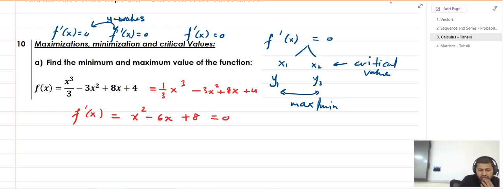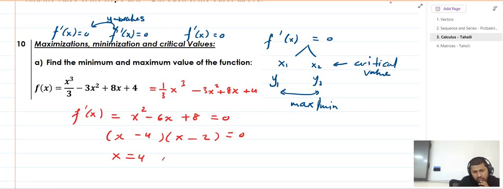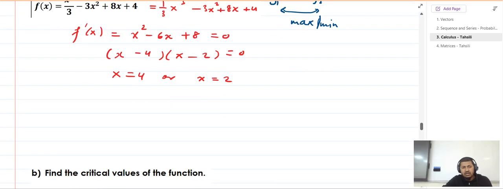Now I'm going to solve this equation. We have x and we have x is equal to 0. The product of two numbers is 8 and its sum is negative 6. So negative 4, negative 2. So x is equal to 4 or x is equal to 2. So I have two answers. So these are the critical values.